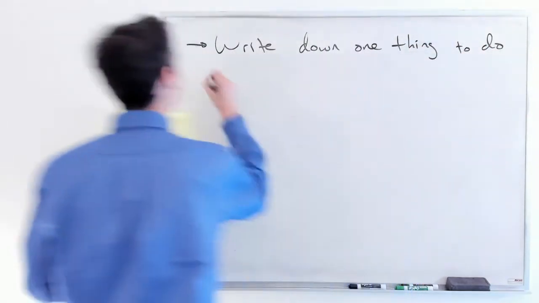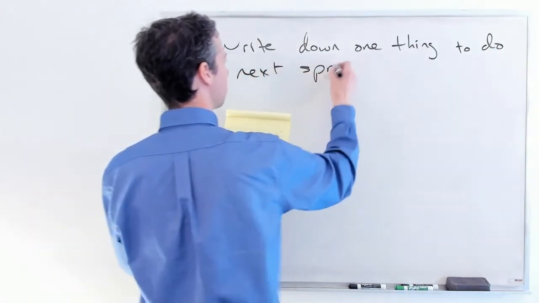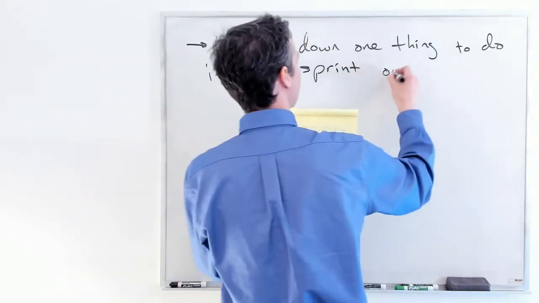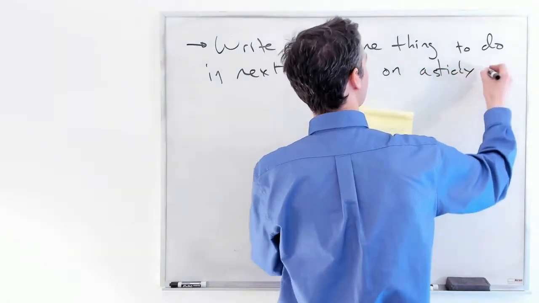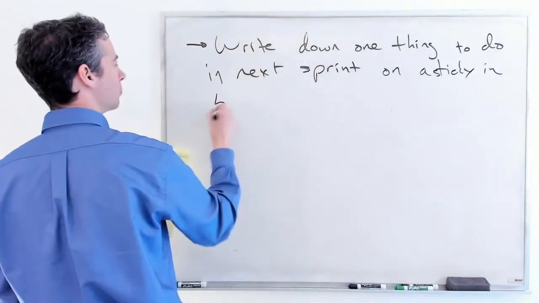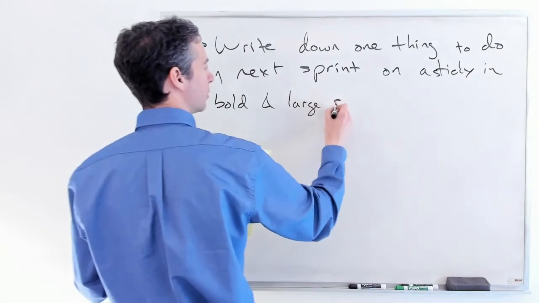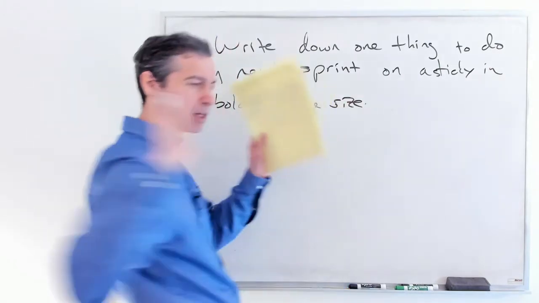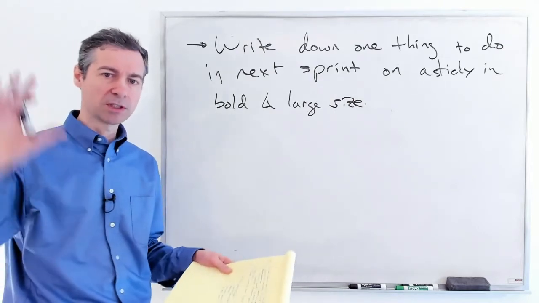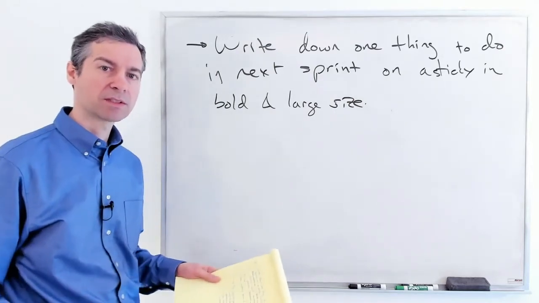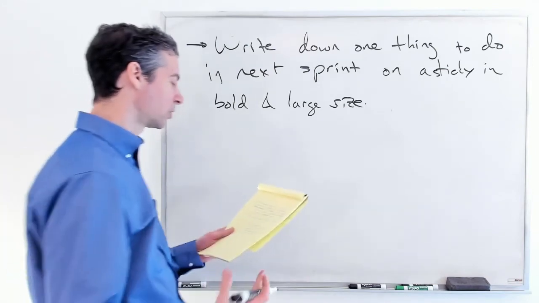to do in the next sprint on a sticky, in bold and large size or font or something. You gotta stick it somewhere or make a card or something so that it's really clear this is what the team has decided and voted on. This is our new improvement goal.